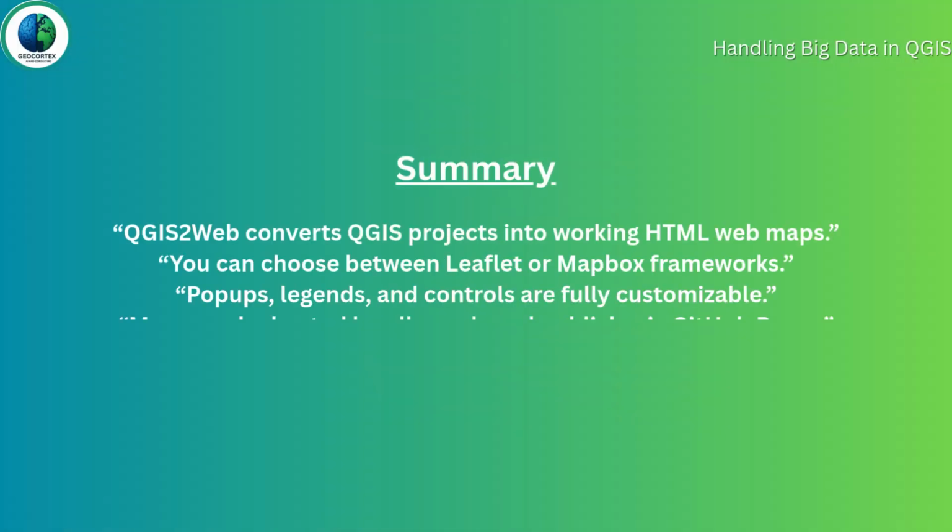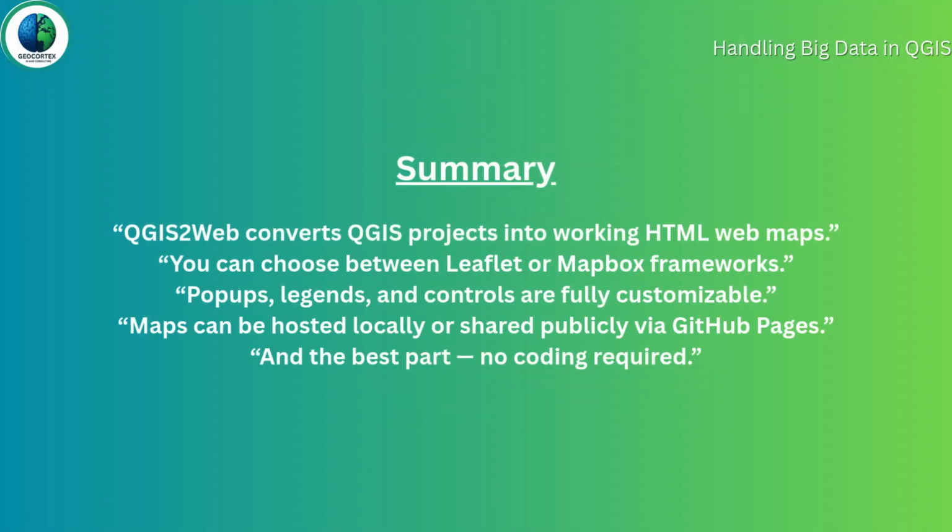Here's what you should remember. QGIS 2 Web converts QGIS projects into working HTML web maps. You can choose between Leaflet or Mapbox framework. Legends and controls are fully customizable. Maps can be hosted locally or shared publicly via GitHub Pages. And the best part, no coding required. If you want to share your GIS, web mapping is a must-have skill.